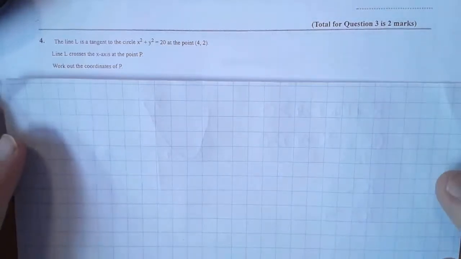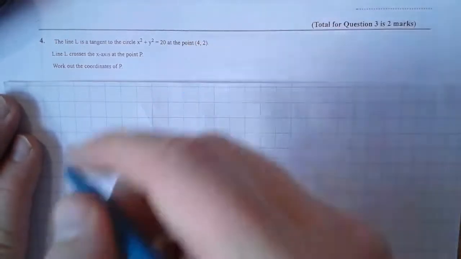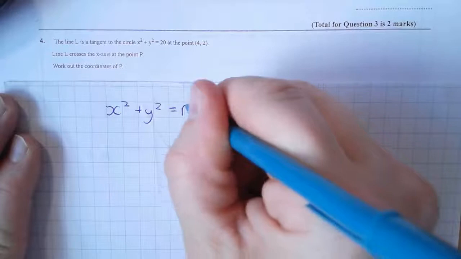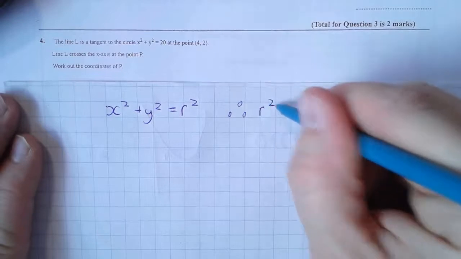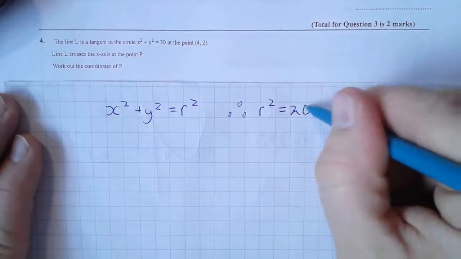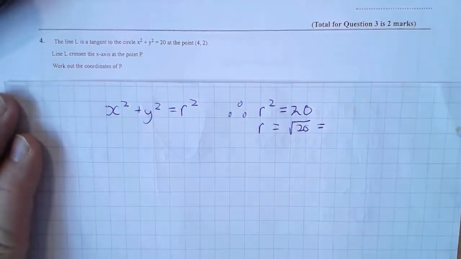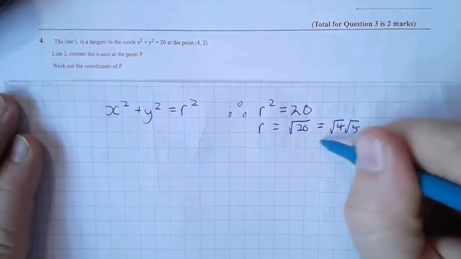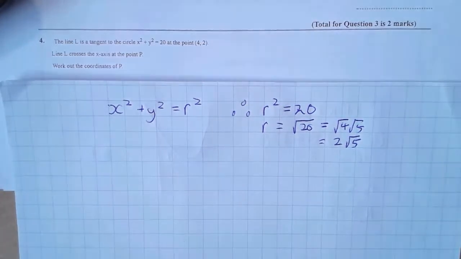I would not do this without some sort of quick sketch of this situation, and also just writing out for myself as well. I would usually write out that I know that x squared plus y squared is equal to the radius squared. Therefore, the radius squared is equal to 20, so the radius must be root 20. And root 20 I can simplify by looking for a square factor. It's root 4 root 5, which is 2 root 5.